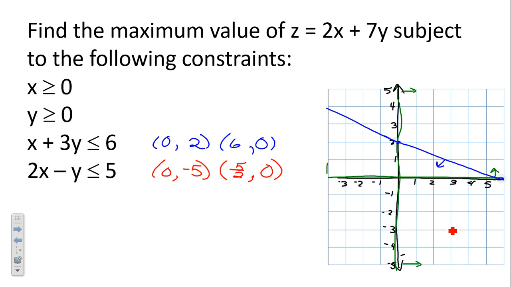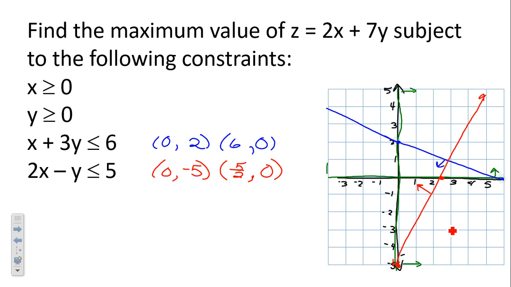Then we want to plot 0, -5, and 2.5, 0. Equal to means we have a solid line. Do we include 0, 0 in our shading? Yes, because 0 plus 0 is less than 5. So we want to go in this direction.